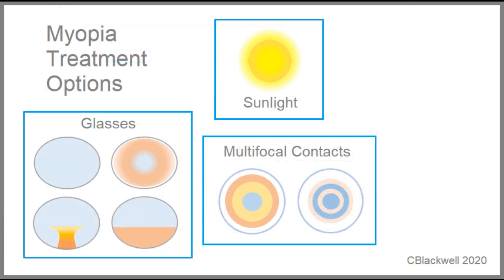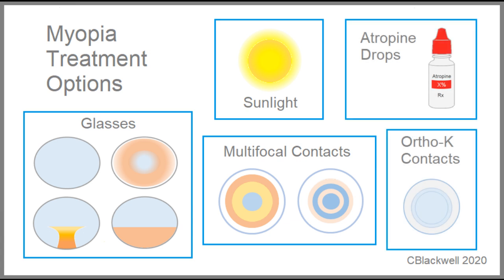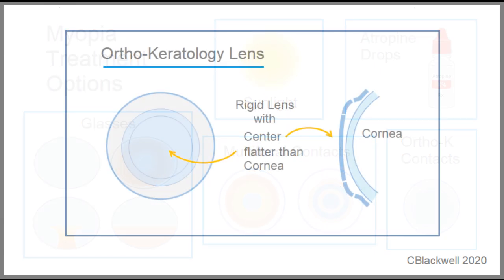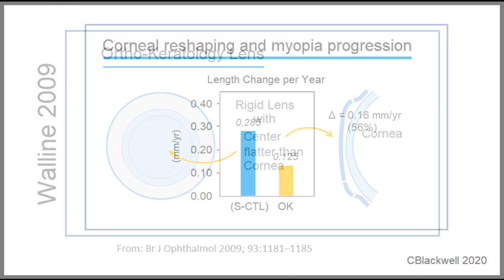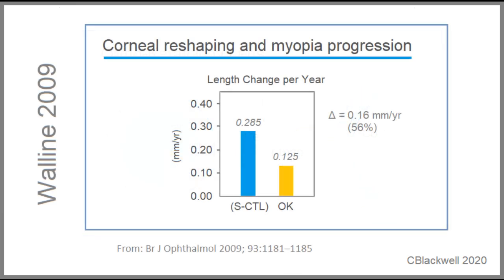That gave us a look at the methods we might have expected to work based on our understanding of emmetropization. But that is not all. There are 2 more methods, ortho-K contact lenses and atropine drops. Orthokeratology uses a lens made of a rigid material that temporarily molds the cornea with the purpose of changing the glasses prescription. Its effect on myopia development is thought to be through an effect on peripheral refraction. It has had moderate success.